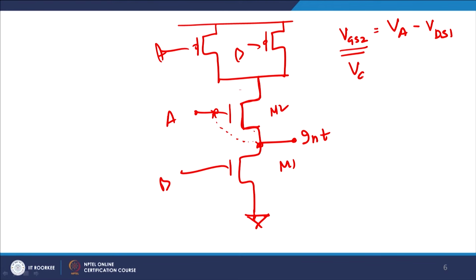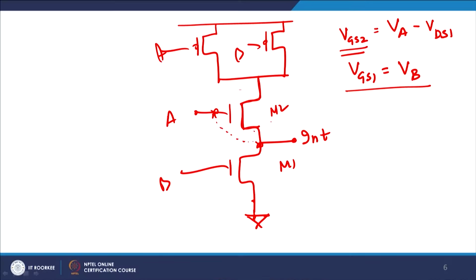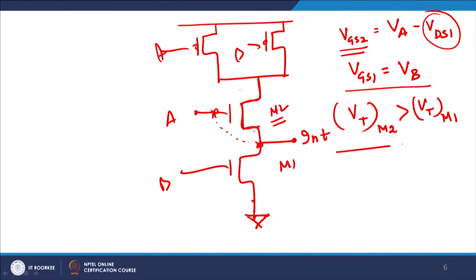Now, VGS1 will always equal VB. Why? Because the source of this is always connected to ground, therefore this will be 0, and VGS1 will always equal VB. So, you see, even with application of the same voltages, VA equals 1, VB equals 0, the effective gate to source voltage of the second transistor is lowered by the VDS1 value. As a result, you can appreciate that the threshold voltage of M2 will be larger as compared to the threshold voltage of M1 by virtue of the body bias.